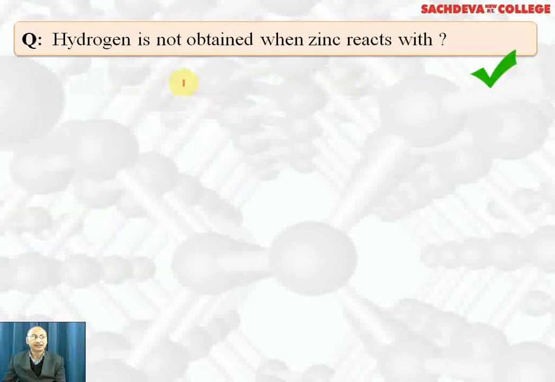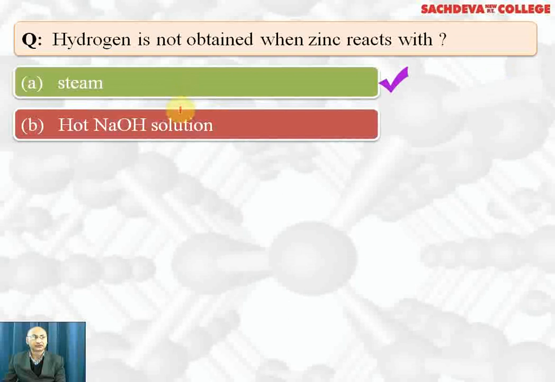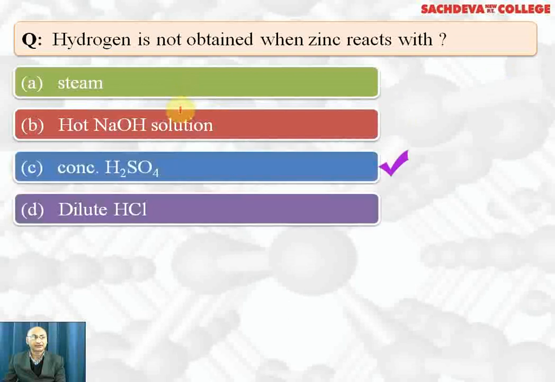Hydrogen is not obtained when zinc reacts with steam, hot NaOH, concentrated sulfuric acid, dilute HCl. Correct answer is concentrated sulfuric acid, because conc. sulfuric acid is an oxidizing agent. It will liberate sulfur dioxide and not hydrogen with zinc.